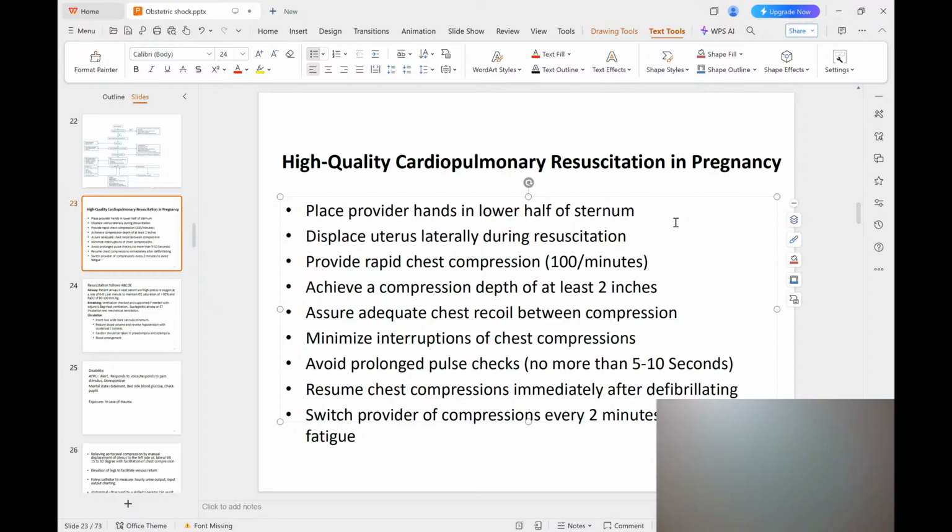And also we will avoid the prolonged pulse check, that is not more than 5 to 10 seconds, and will resume the chest compression immediately after defibrillating. And there can be fatigue, so the provider should be switched every 2 minutes.